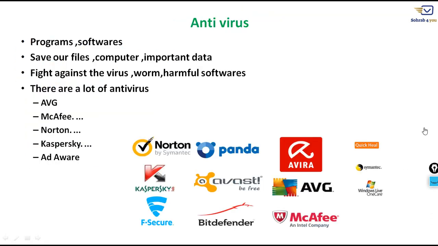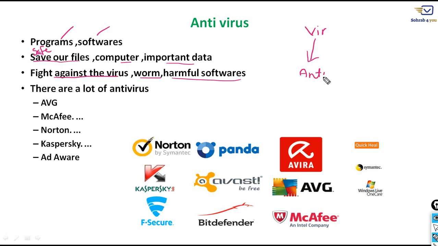The next thing we have is the antivirus. So what is antivirus? It is simple, guys. Antivirus is also a program or software. It is going to save our files, our computers, and our important data. This type of program fights against viruses, worms, and harmful software. So look, we have a virus, and then antivirus is the opposite of this.